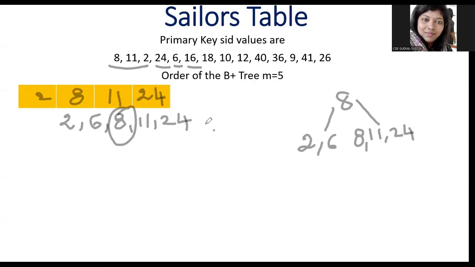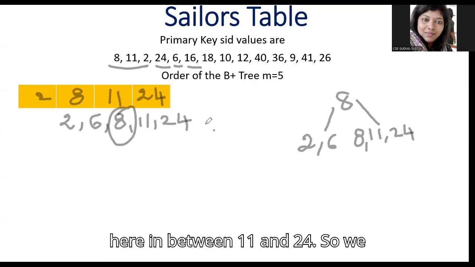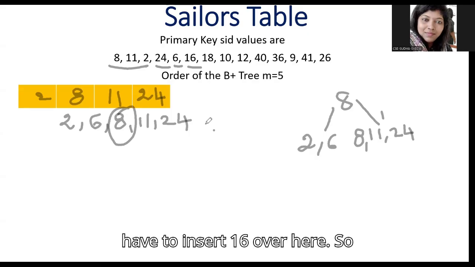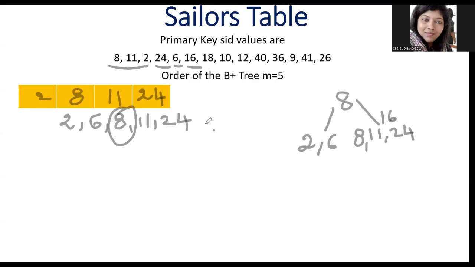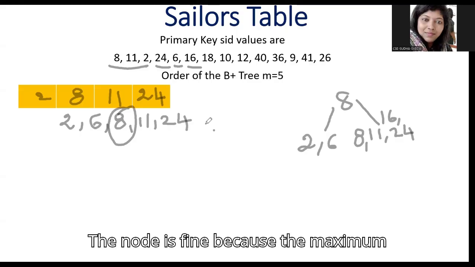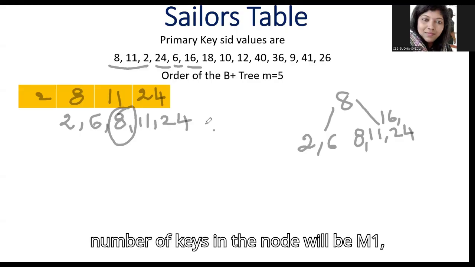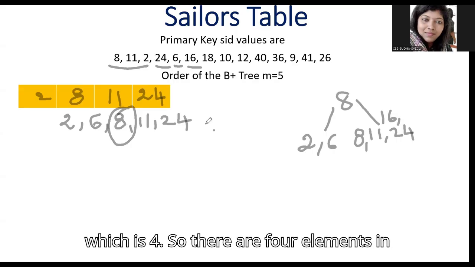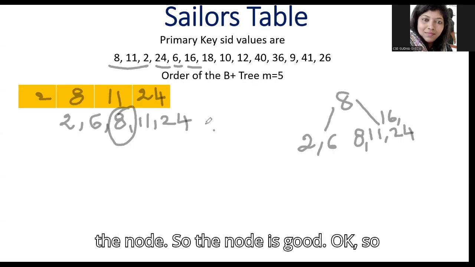So 16 comes here in between 11 and 24. So we have to insert 16 over here. So 8, 11, 16, and 24 will be on the right side. The node is fine because the maximum number of keys in the node will be m minus 1, which is 4. So there are 4 elements in the node. So the node is good.